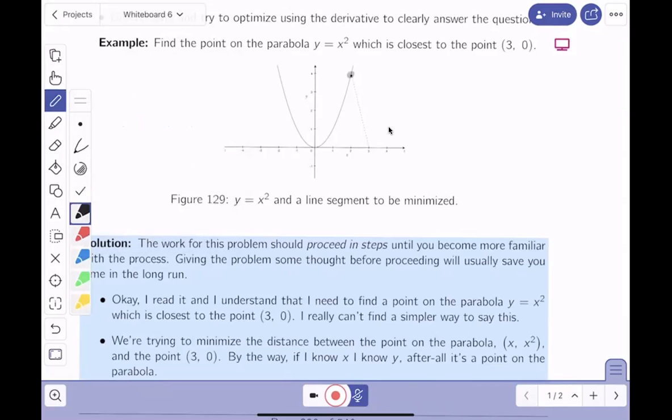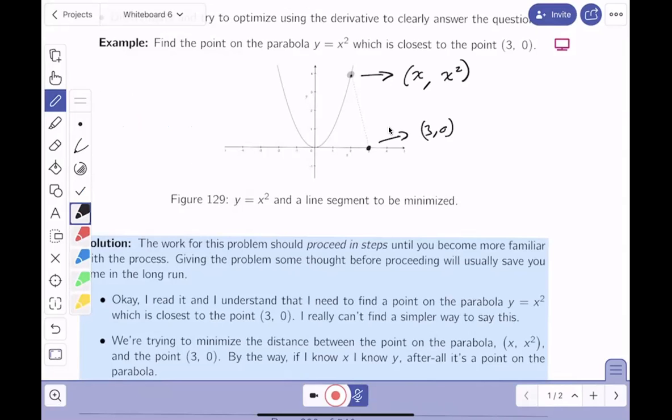So what's the point going to be? The point's going to be x. They said find a point, right? What's the y coordinate? It's actually x squared. This is the variable in the problem, by the way, x is. If I know what x is, I will certainly know where the point is. But then they said they want to make it as close as possible to the point (3, 0). This is the point (3, 0).